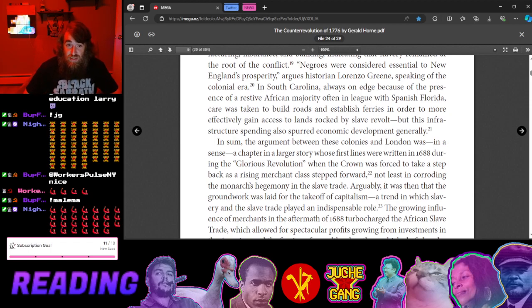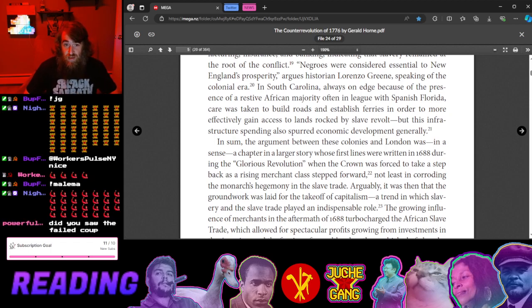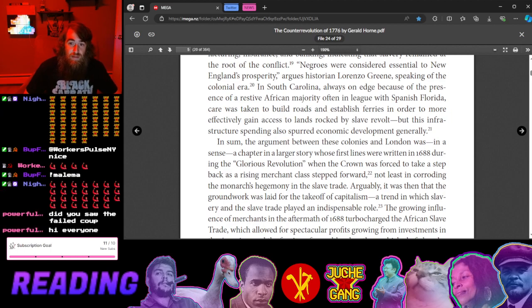Negroes were considered essential to New England's prosperity, argues historian Lorenzo Greene, speaking of the colonial era. In South Carolina, always on edge because of the presence of a resistive African majority, often in league with Spanish Florida, care was taken to build roads and establish ferries in order to more effectively gain access to land rocked by slave revolts. But this infrastructure spending also spurred economic development generally.